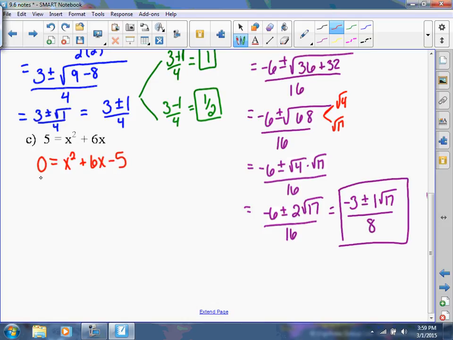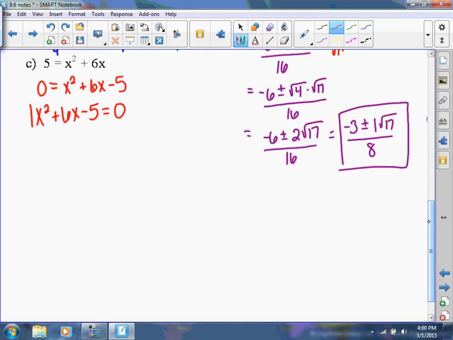Now again, if you don't like the 0 written in the front, you can rewrite it so that it's x squared, or you can even do 1x squared, plus 6x minus 5 equals 0. If you want to write it that way, you can. Either way is totally acceptable. Okay. And then my a term is 1, my b term is 6, my c term is the negative 5.